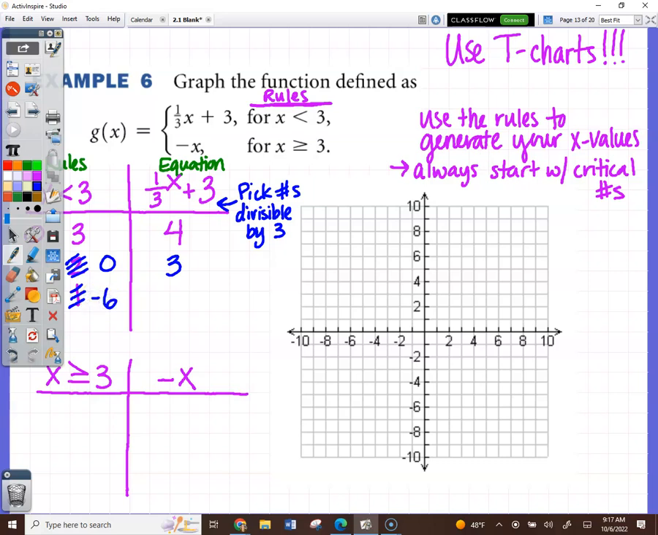So 1/3 of -6 would be -2 plus 3 is 1. Those are a lot easier to graph. Now this one, none of that nonsense going on. That's only when you have a fraction next to x that you gotta choose wisely. Okay, here, start with the critical point.